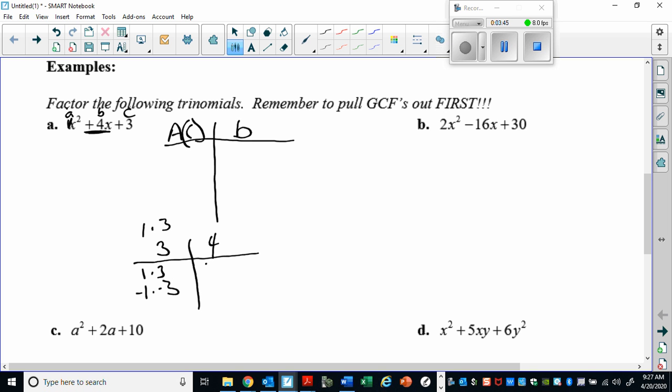So now you do 1 plus 3 equals 4. So this set of numbers, 1 and 3, satisfies this T-chart. We're looking for a set of numbers that will multiply to 3 and add to 4. This does multiply to 3, but if we do negative 1 plus negative 3, that equals negative 4, so that doesn't work.